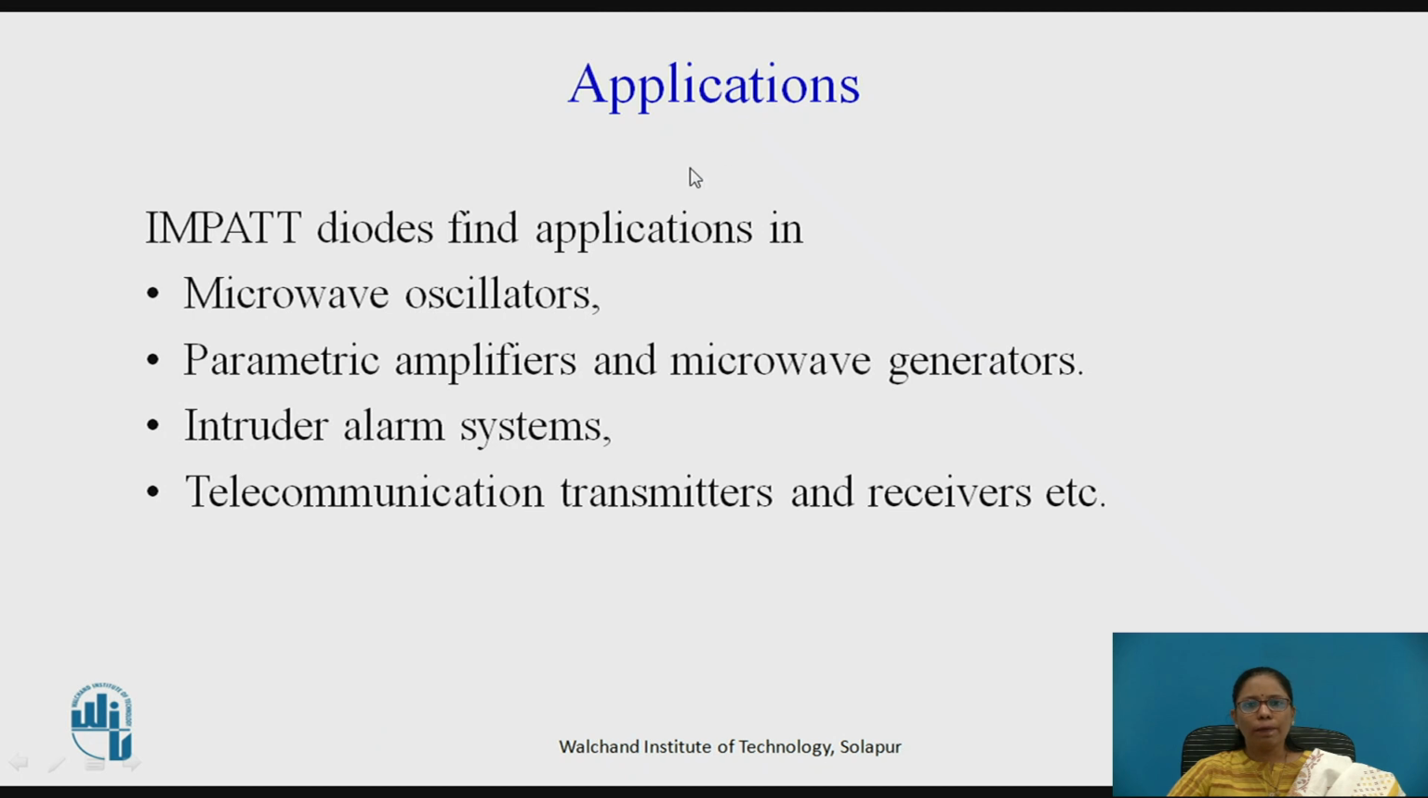Let us look at the applications of the impact diode. Impact diodes find applications in microwave oscillators, in parametric amplifiers and microwave generators, in intruder alarm systems, and they are also used in telecommunication transmitters and receivers.